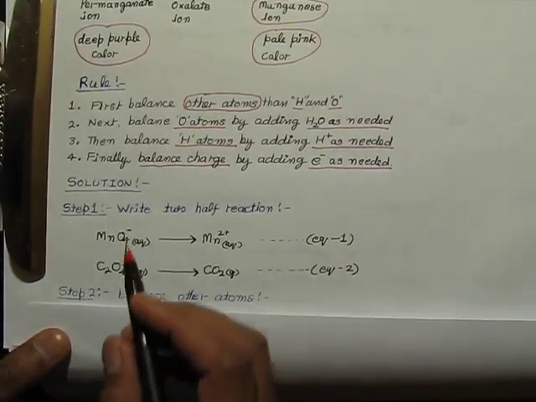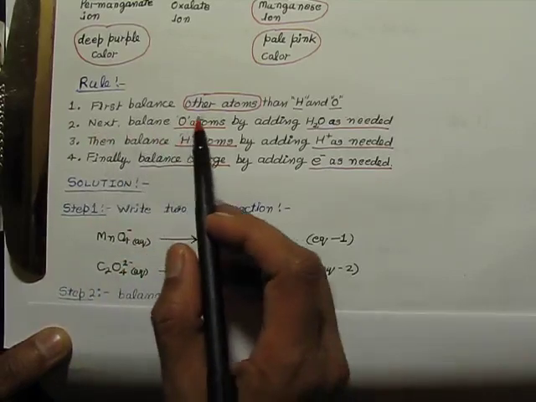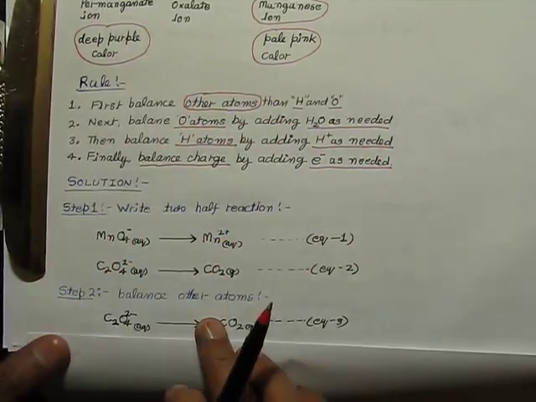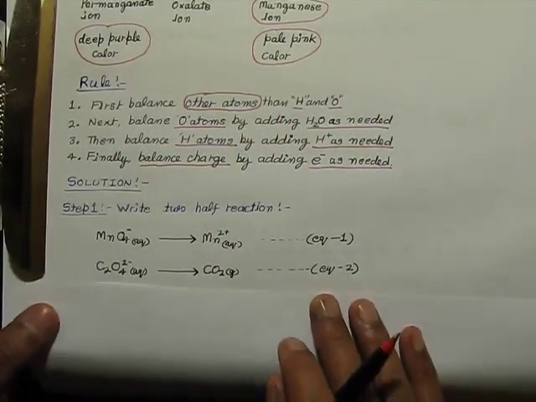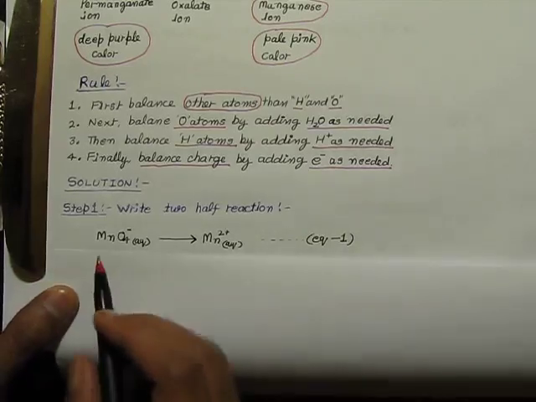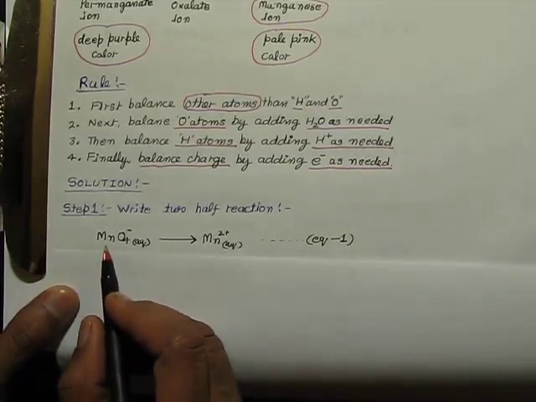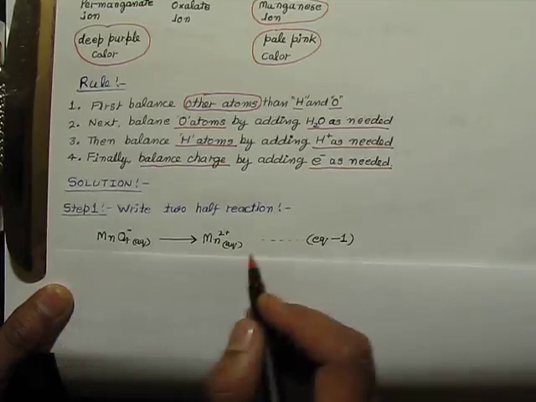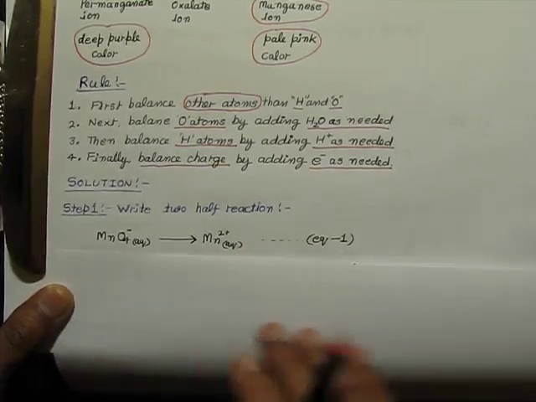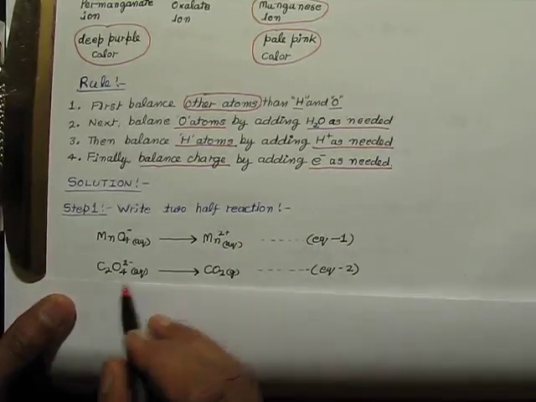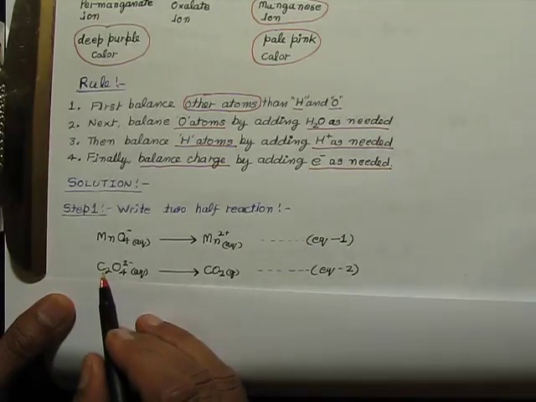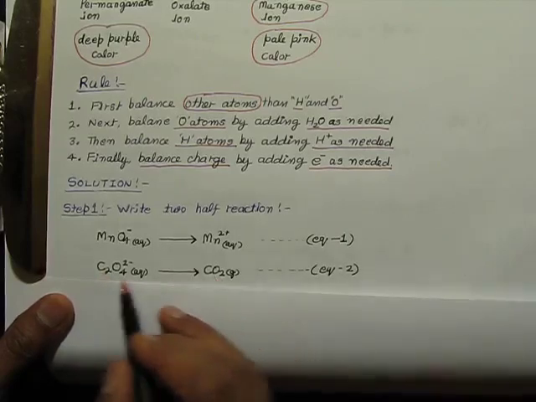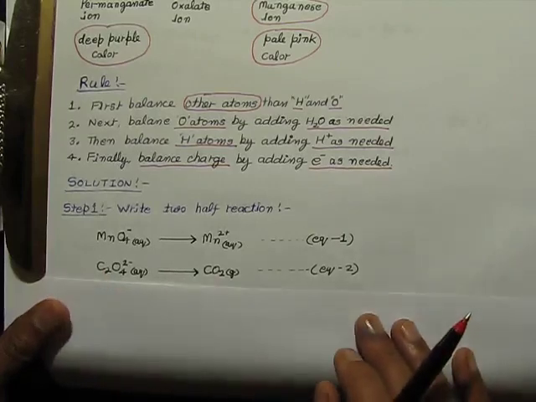Then what we have to balance, as per our rule, we have to balance other atoms first, and then oxygen and hydrogen. So balance other atoms first. If you see equation number 1, the number of manganese atoms on the reactant side is 1 and on the product side is also 1. So this is balanced. We will balance oxygen later on. In case of equation number 2, the number of carbon atoms in the oxalate ion is 2, and on this side there is only 1 carbon, and we will balance oxygen for this equation also later.